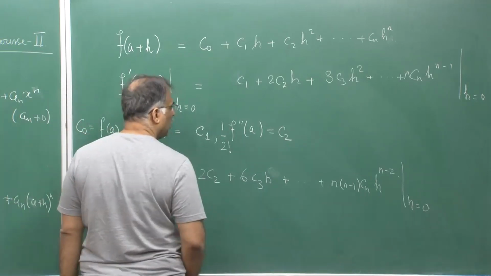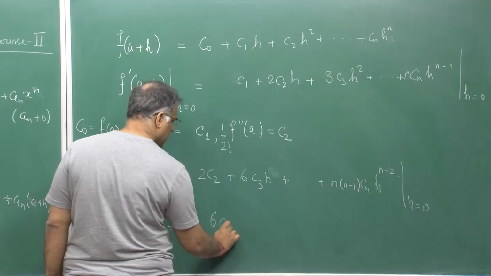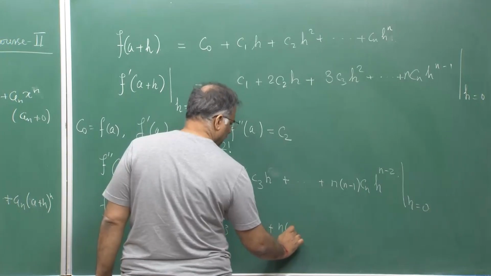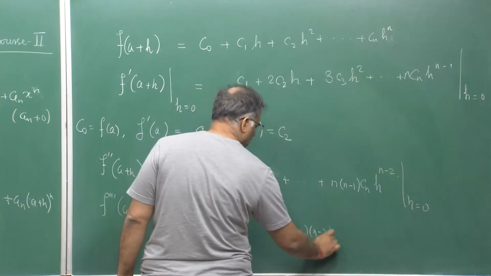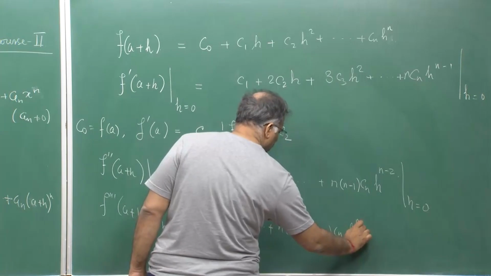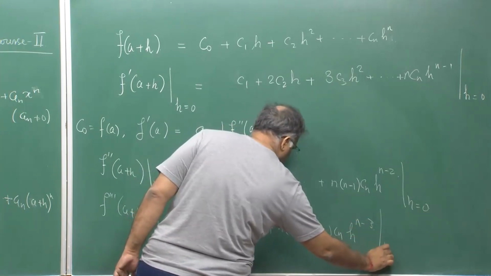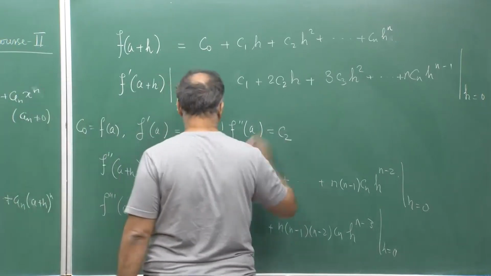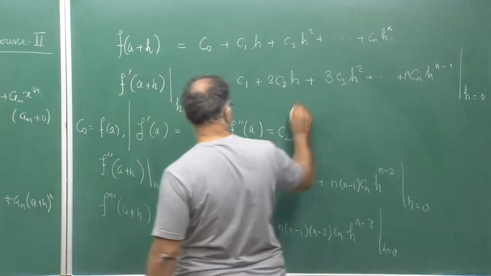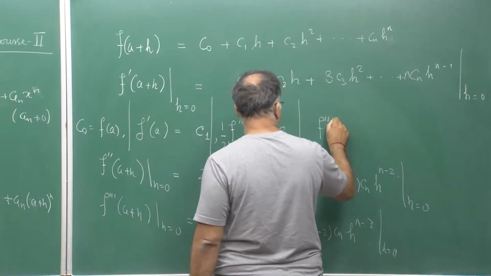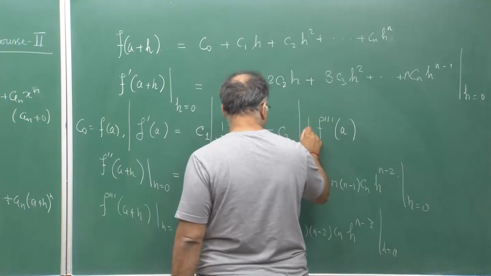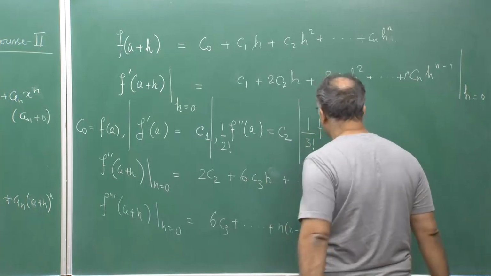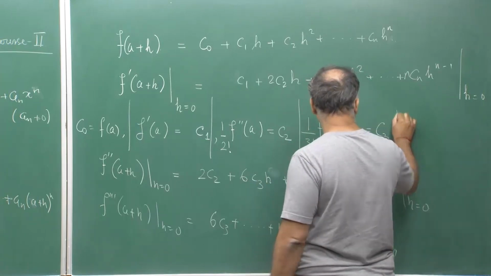So, what will happen? It will be 6C3 plus, I am not writing the other terms, n into n minus 1 into n minus 2 into Cn into h to the power n minus 3, all evaluated at h equal to 0. So, what will this be? Separating them, I will now have f triple dash a by 1 by 6, which is 1 by 3 factorial. That is why we have just taken this factorial writing, and that is beautiful, it will always come like that, is equal to C3 and so on.